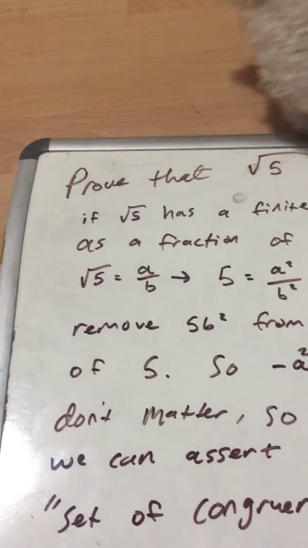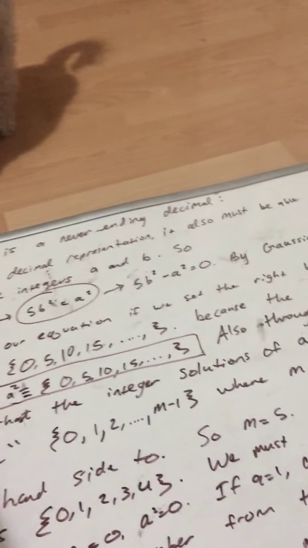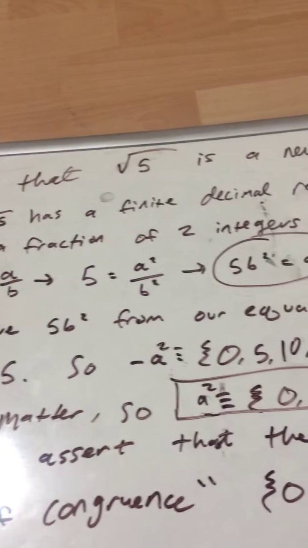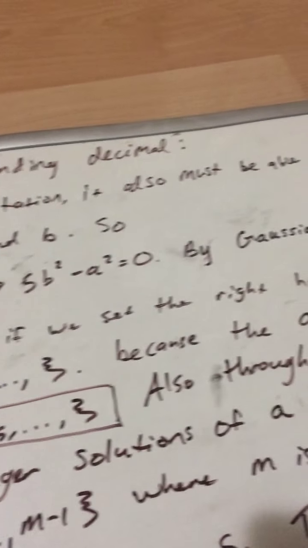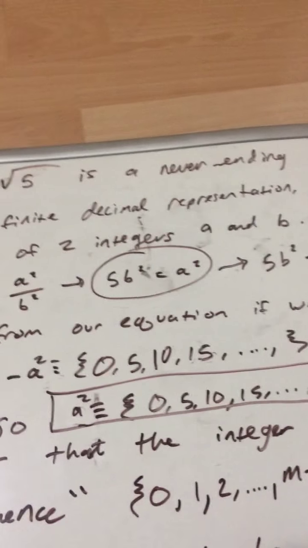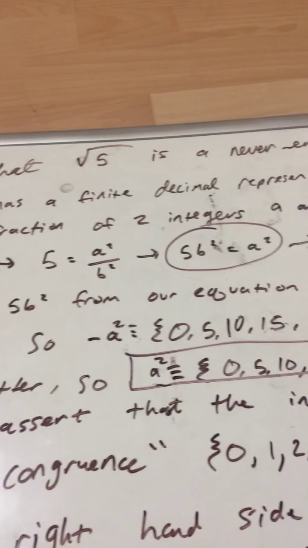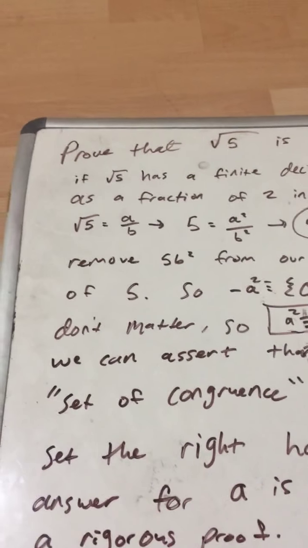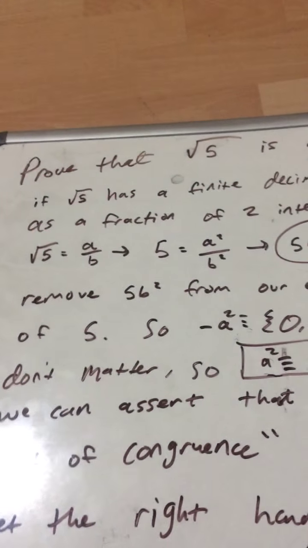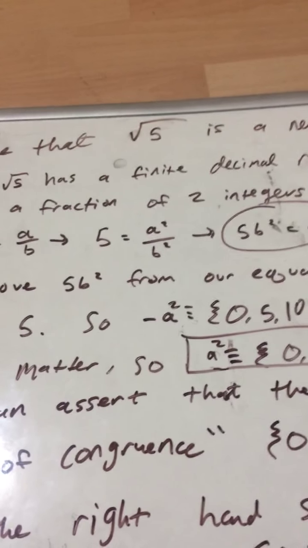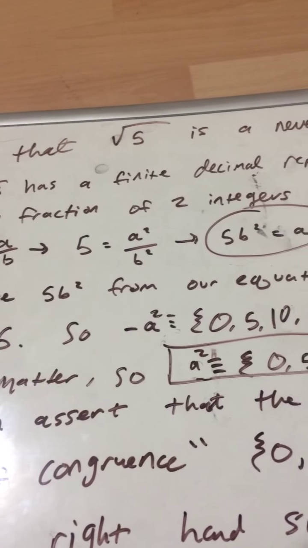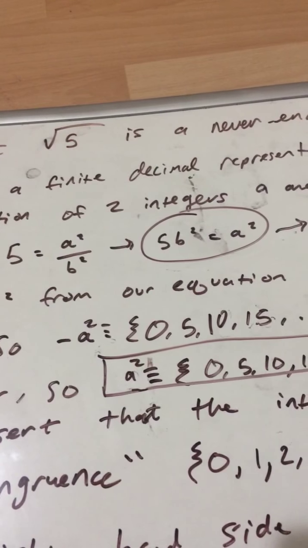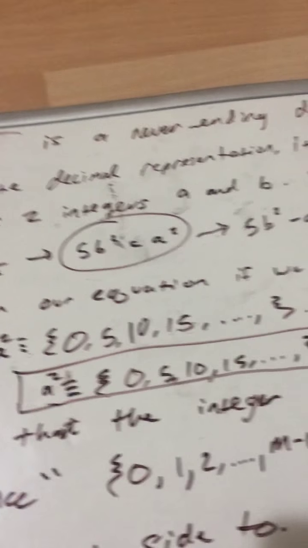So my start here is that if the square root of 5 has a finite decimal representation, it also must be able to be represented as a fraction of two integers a and b. So that means that the square root of 5 has to be equal to a over b, where a and b are both integers. That's the definition of a decimal that is finite. So if we square both sides, we get 5 equals a squared over b squared. And if we multiply both sides by b squared, we get 5b squared equals a squared.